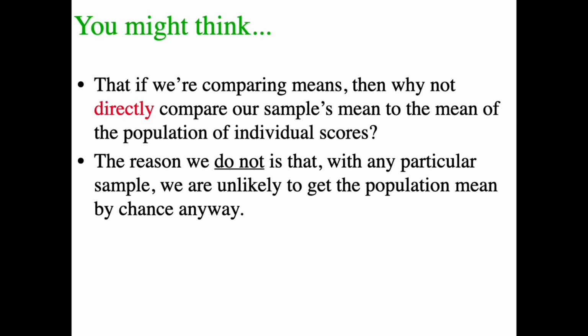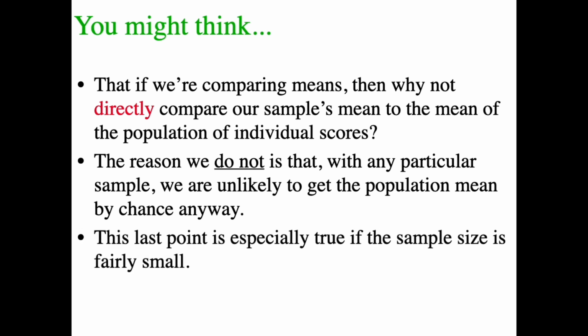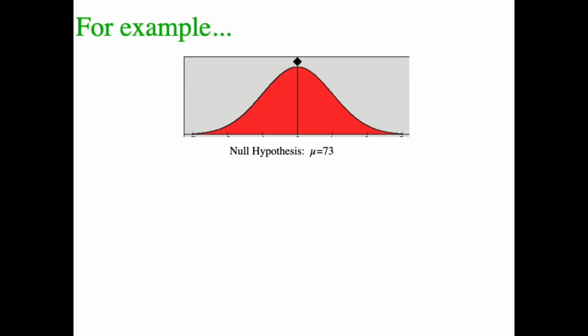And the reason we don't do that is that with any particular sample, we're unlikely to get the population mean by chance anyway. And this last point is especially true if we have a small sample size. So, in fact, using small sample sizes means that we're not going to get an accurate estimation of the population mean. For example, imagine we have this population of people's pulses, their pulse scores. And so these are a whole bunch of individuals. And we're going to go ahead and draw people randomly from this population to create a sample.